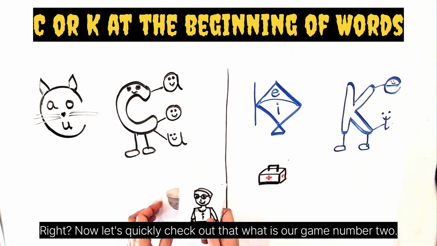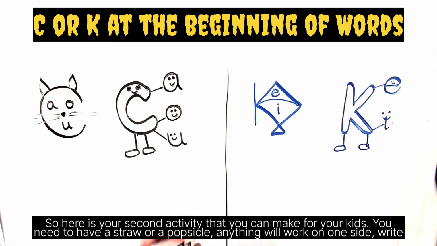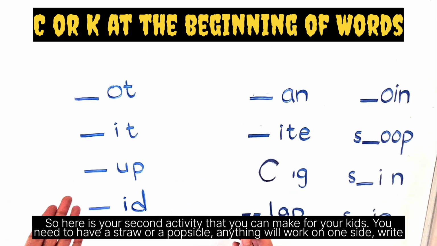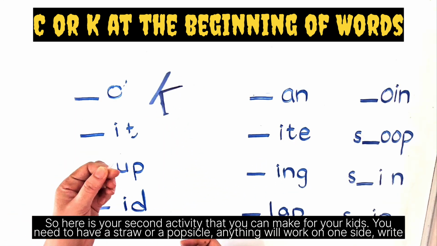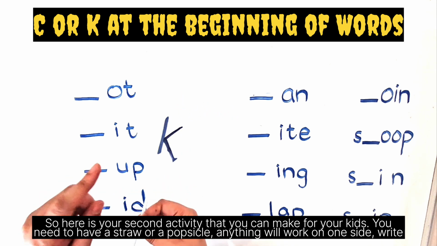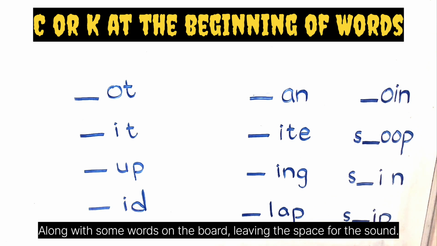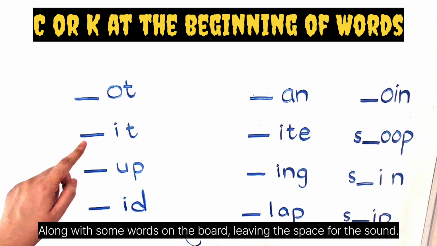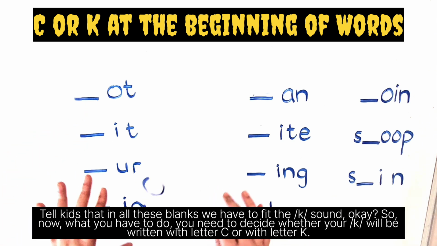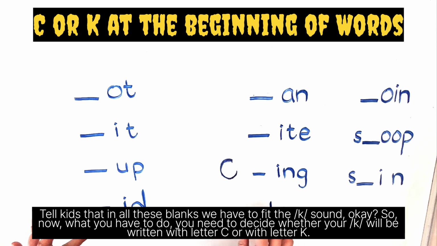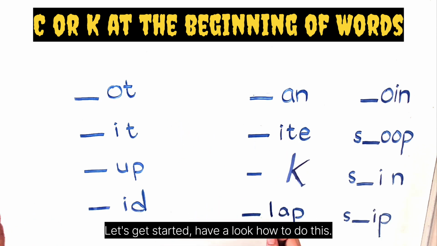Now let's quickly check out what our game number 2 is. So here is your second activity that you can make for your kids. You need to have a straw or a popsicle, anything will work. On one side, write letter K, on the other side, write letter C, along with some words on the board, leaving the space for the K sound. Tell kids that in all these blanks, we have to fit the K sound, okay? So now what you have to do, you need to decide whether your K will be written with letter C or with letter K. Let's get started.